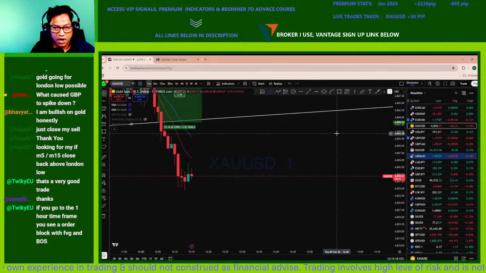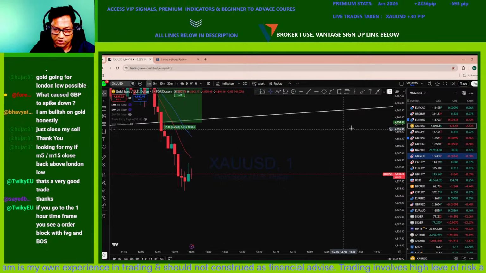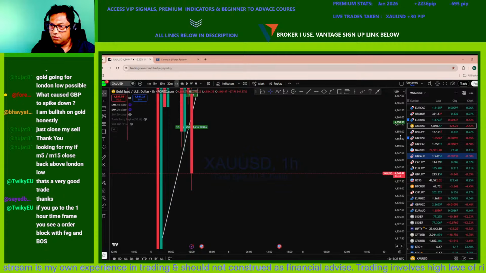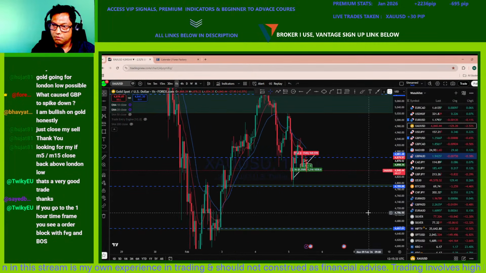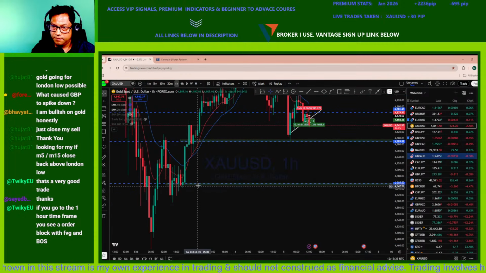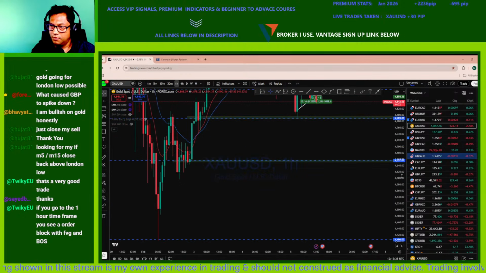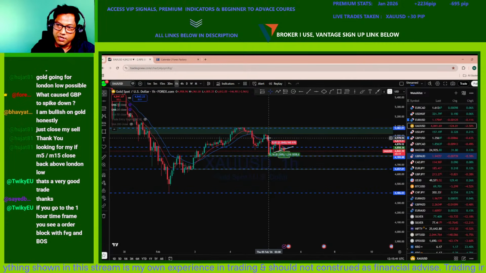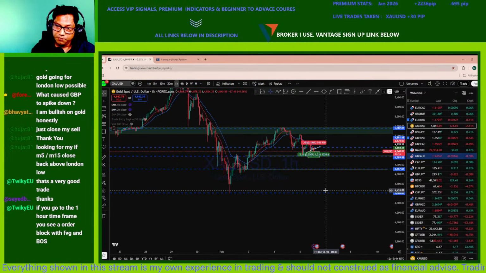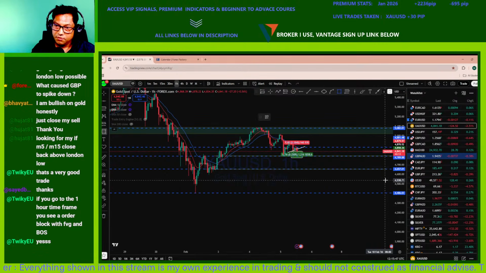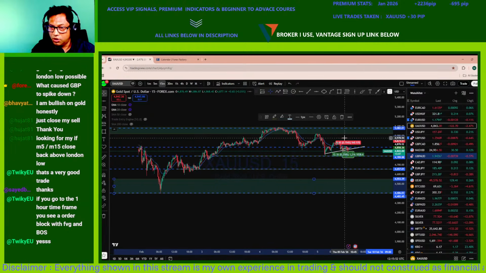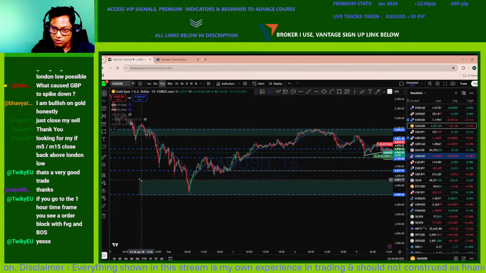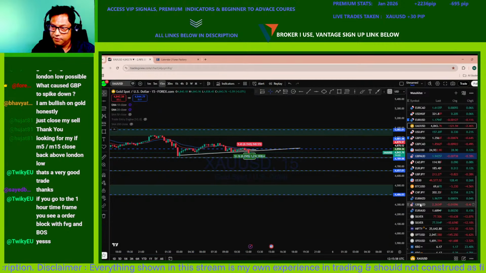If you go to the 1 hour time frame, you see an order block with FVG and BOS. 1 hour time frame, FVG and BOS. You mean here? Now look, with this 1 hour time frame, the market trend is absolutely bearish, and this is an order block, and we can spot this order block on other time frames as well, if you look at 15 minutes and the lower time frames here.